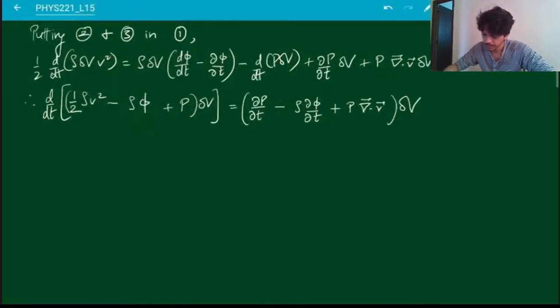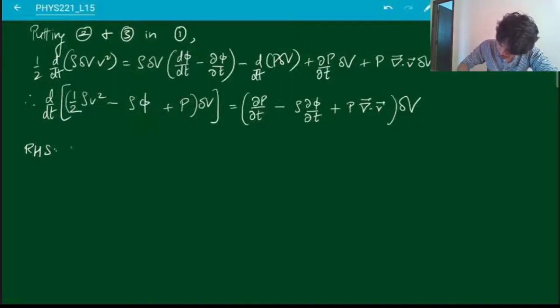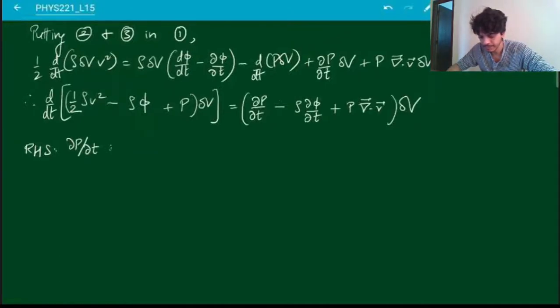Okay, so this is the equation that we wanted. Let's look at all of these terms one by one. Let's look at what's happening on the right hand side. So there is one term which is del P by del T, the partial derivative of pressure with respect to time. What is this? This is the time variation of pressure.